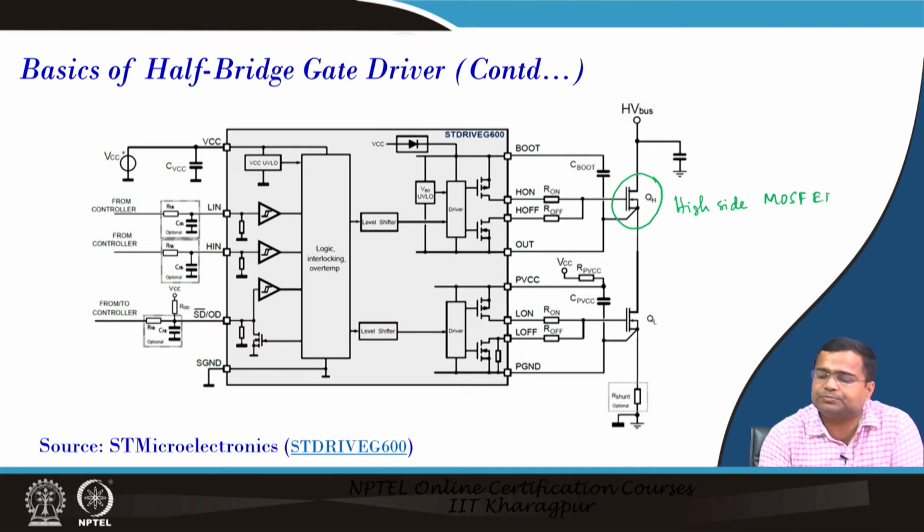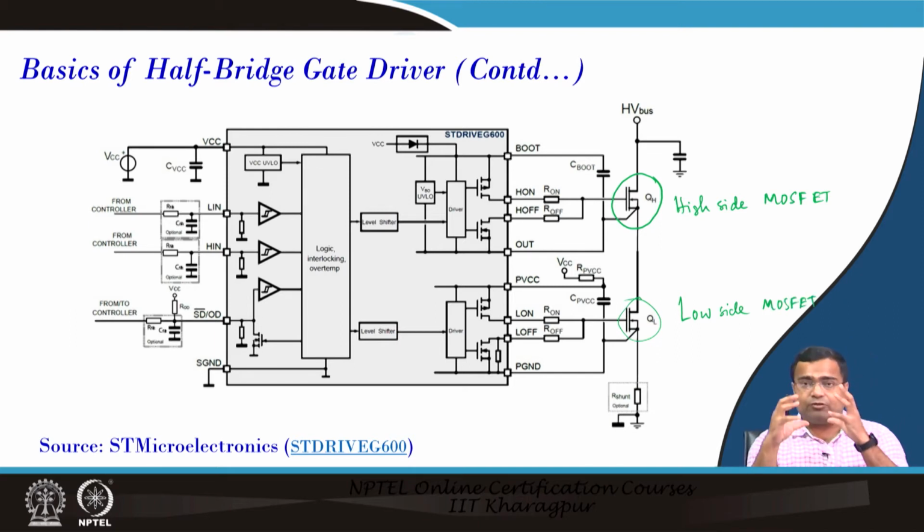It can be a MOSFET or any other device, and this is our low side MOSFET. That means, if you are talking about a synchronous buck converter, from here we generally connect the inductor. But here this is a driver, so we need to turn on and turn off this high side and low side gate drive.